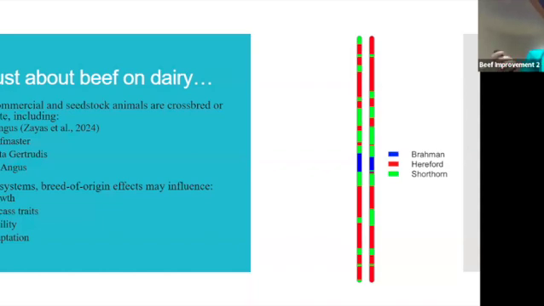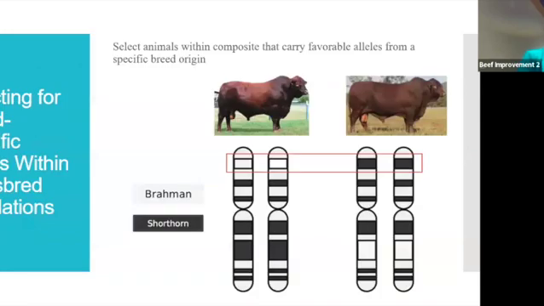This is actually mapped from reference. It's called local ancestry analysis. And it's not just about beef on dairy. That was my main point here: I use this analysis within a beef on dairy population, but it can be expanded to a lot more of our composite animals. And really and truly, what I feel like we could do is select for breed-specific alleles within our crossbred populations.